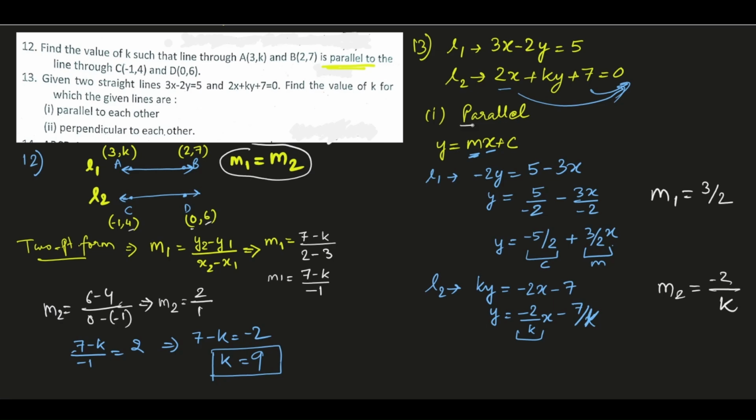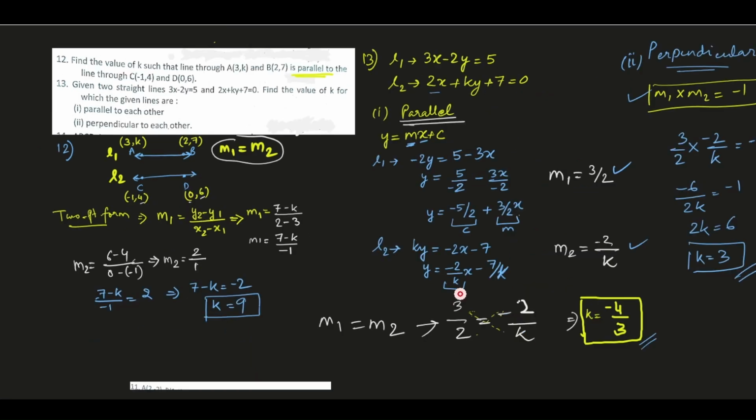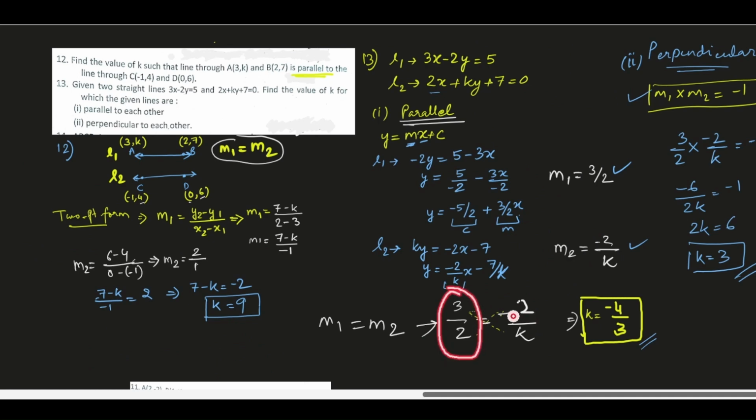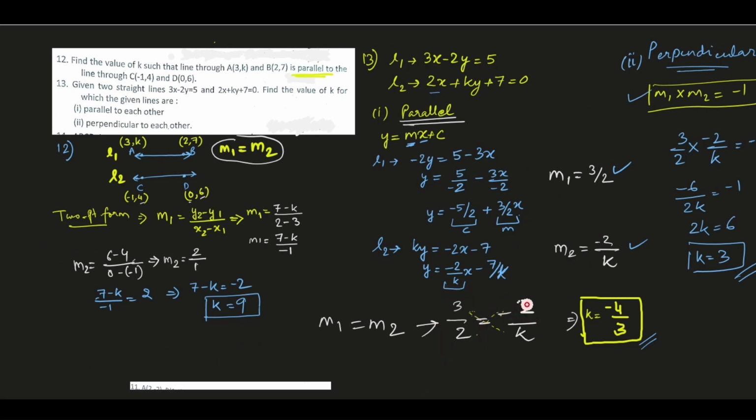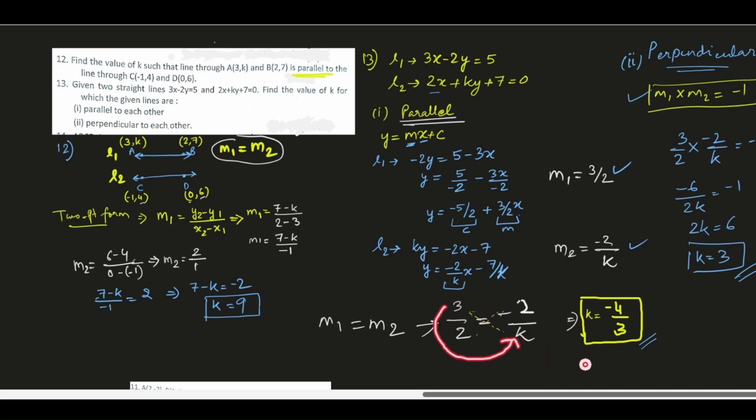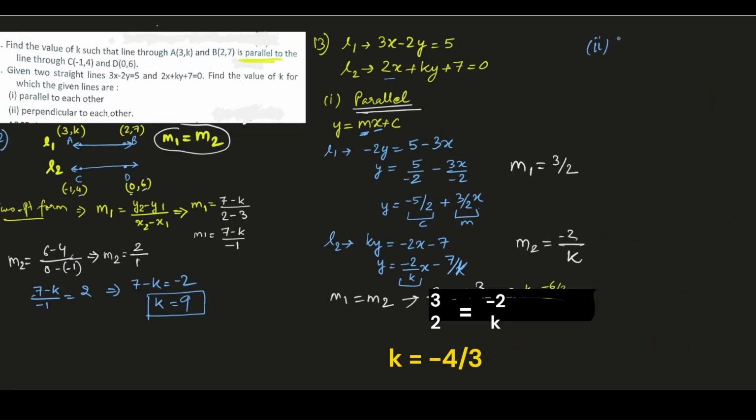So see, it's already mentioned that they are parallel to each other. So when they are parallel to each other, m1 is equal to m2. m1 will be 3/2 is equal to m2, which is -2 by k. So we are cross multiplying, 2 into -2, we'll get -4, and k goes here, and this 3 comes here. So it becomes k is equal to -4/3. So we are doing part 2, perpendicularism, when they are perpendicular.